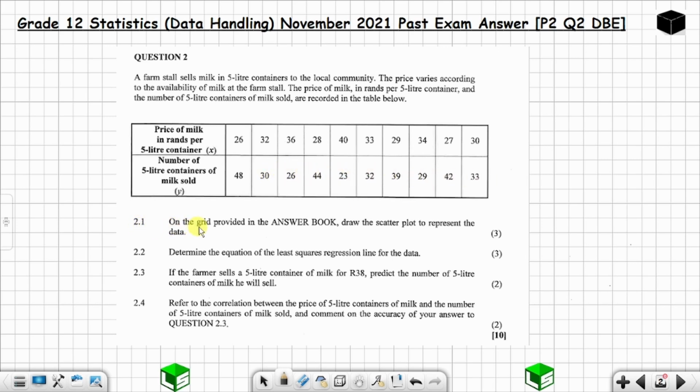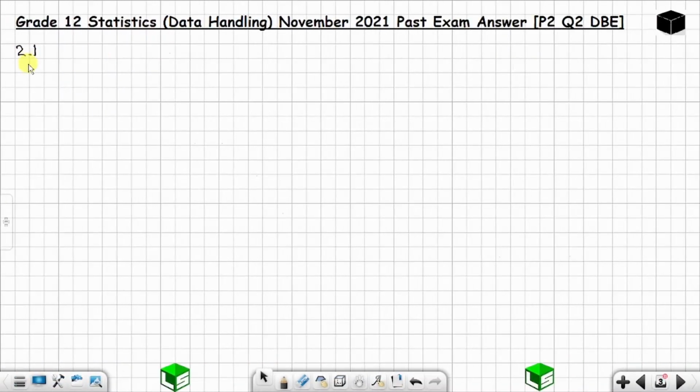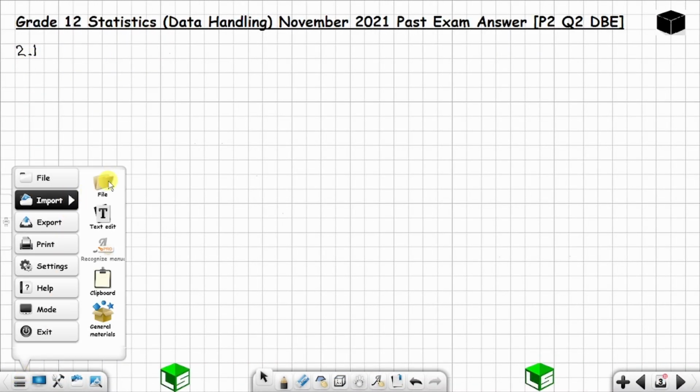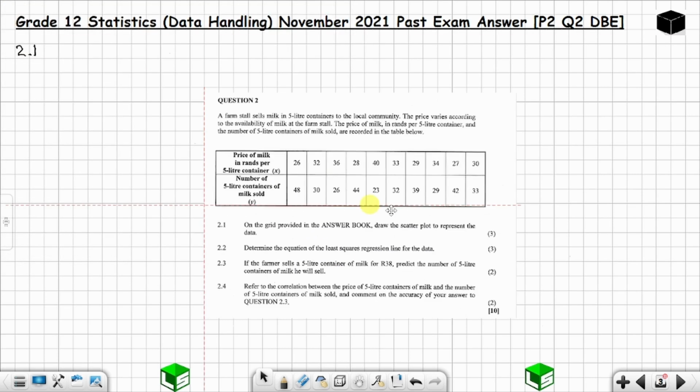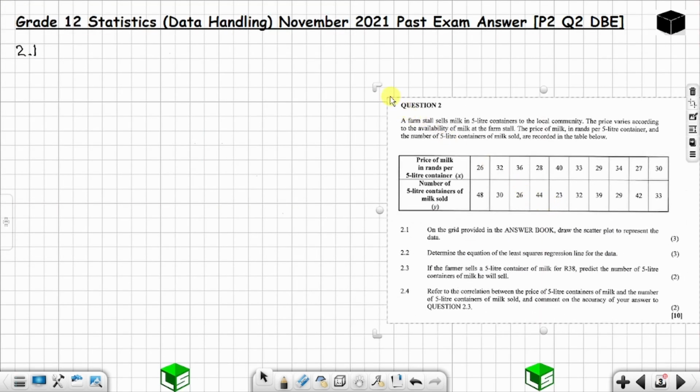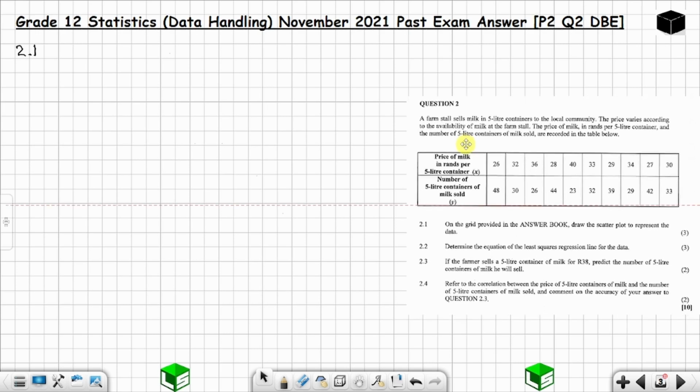2.1. On the grid provided in the answer book, draw the scatter plot to represent the data. Okay, you have the grid provided in the answer book. Let me do this question on the next slide. 2.1. Let's get the question. On the grid provided in the answer book, draw the scatter plot to represent the data. You have to draw the scatter plot of the data on the grid provided.